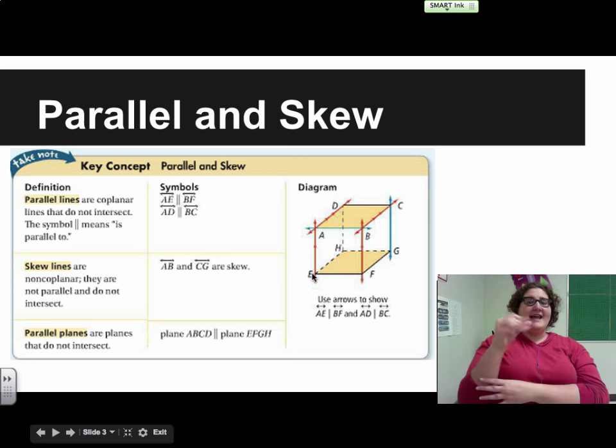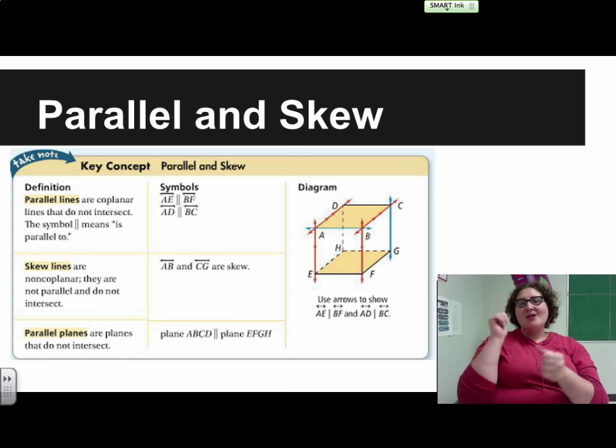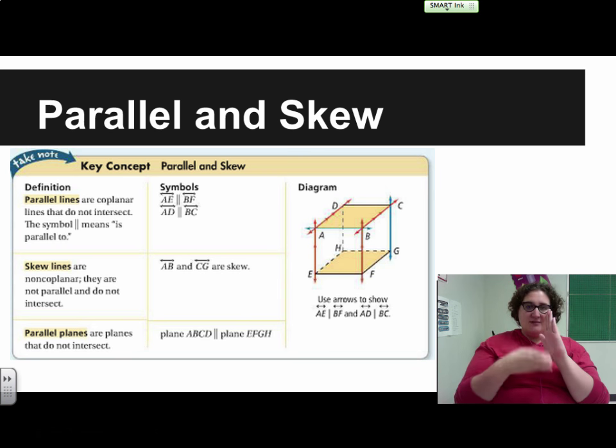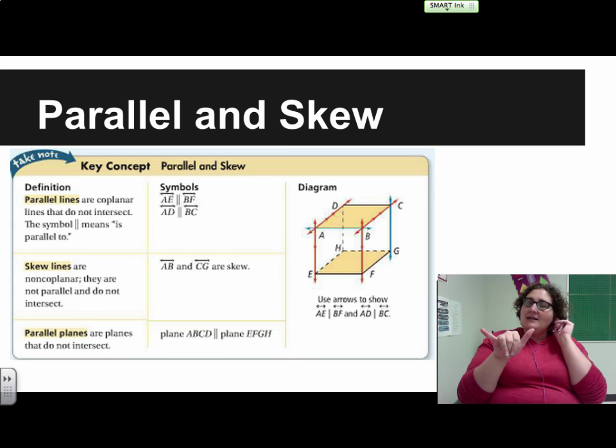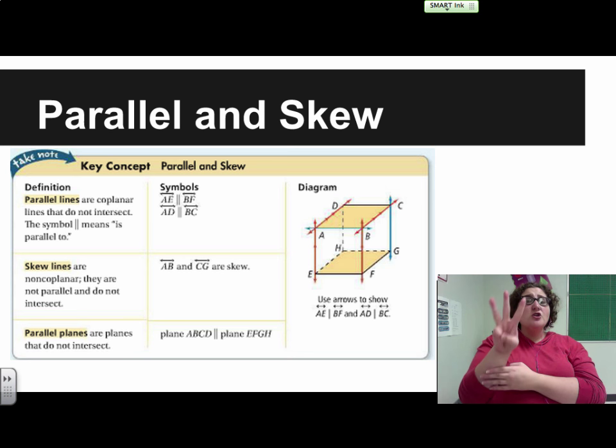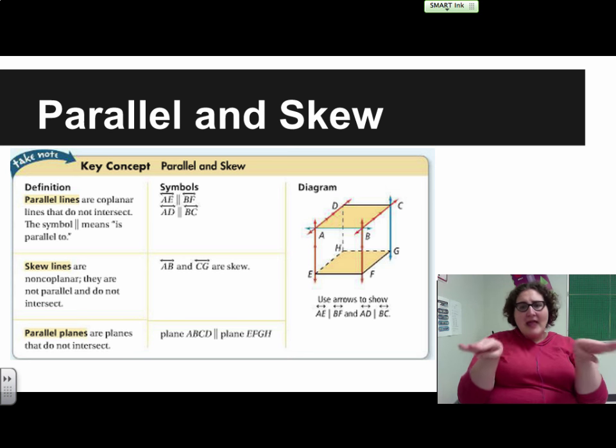Parallel and skew. We talked about this in the last chapter. Parallel lines are lines that do not intersect. The symbol with the two lines means that they're parallel to each other, but they have to be in the same plane. Skew lines are non-coplanar. They are not parallel, but they do not intersect each other.